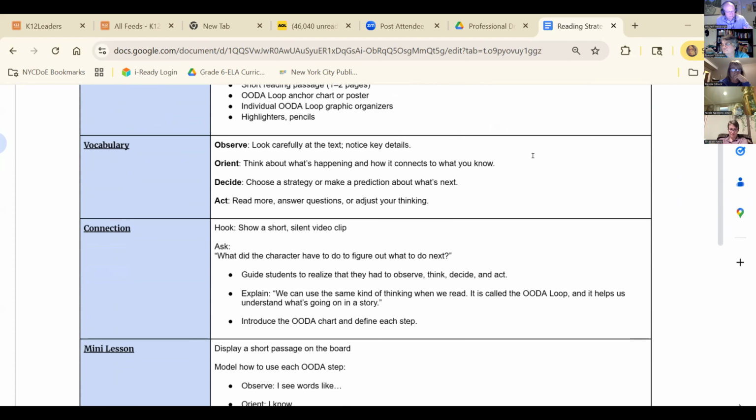And then this is an anchor chart that I created. You can just let kids know that the OODA loop helps us to slow down our reading so that we can think about it and understand what we are reading.